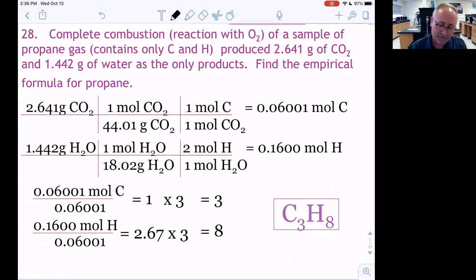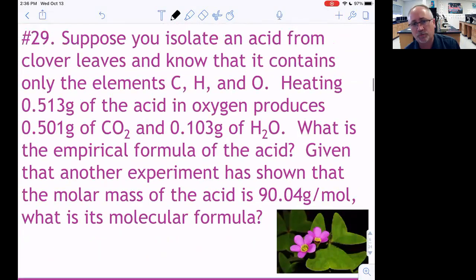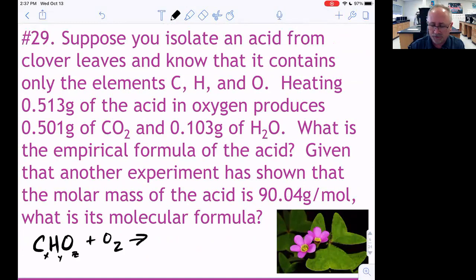Okay, so this is the second one, a little bit longer. In this one we don't have just a hydrocarbon, in other words, just carbon and hydrogen. I actually have carbon, hydrogen, and oxygen. I'll read it to you. You're going to isolate an acid from clover leaves, and you know it contains carbon, hydrogen, and oxygen. That's why I got CHO on the bottom. I don't know what these are, I'll call them X, Y, and Z. I am going to combust them under combustion analysis, and it's always going to produce carbon dioxide and water.